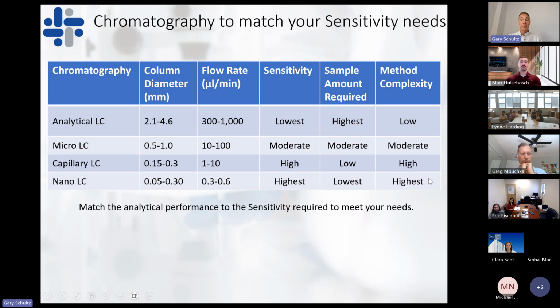That method complexity can involve multidimensional cleanups before we reach the LC system, or multidimensional LC systems in order to fractionate and clean up the sample as part of the LC-MS analysis itself. Really, the goal here is that we want to match the analytical performance to the sensitivity required to meet your needs.